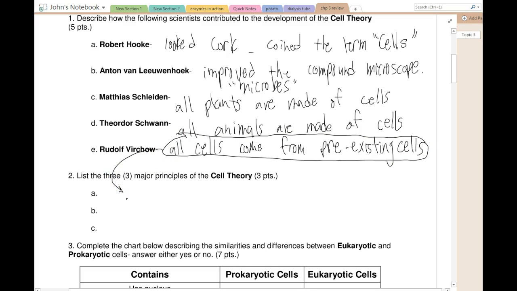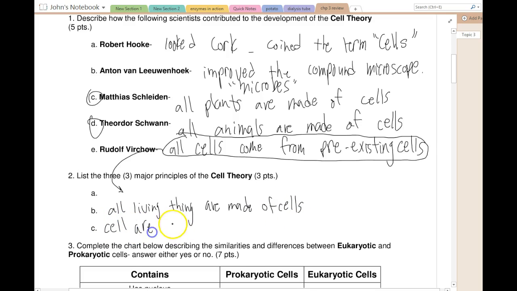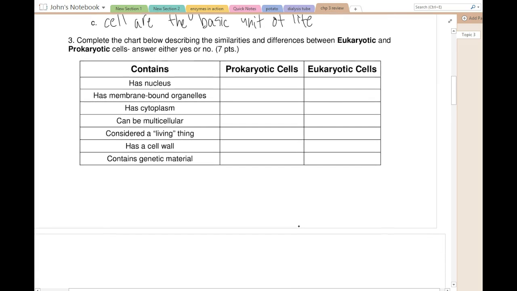That's one of the 3 components of the cell theory. The other one is that all living things are made of cells, which is pretty much what these 2 guys said, right? Plants and animals, but there's also fungi and prokaryotic organisms and protists as well. All living things are made of cells. And cells, what are they? Well, cells are the basic unit of life. The smallest you can get and still be considered alive is 1 cell.